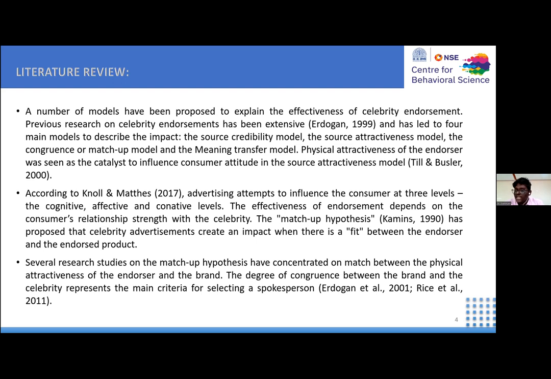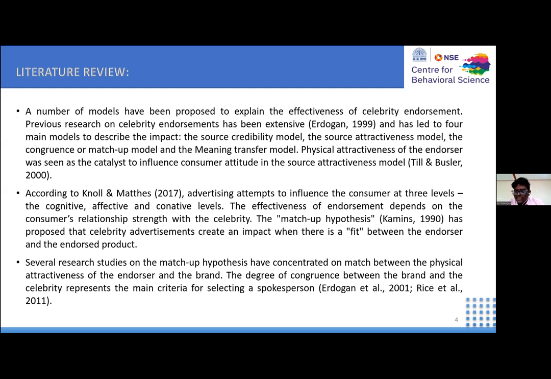Our review of literature has revealed that the usage of sentiment analysis to understand the impact of celebrity endorsers in advertisements has not been examined. Previous studies have focused on under what conditions celebrities are appropriate for a product. The matchup hypothesis proposed by Kamins in 1990 says that celebrity endorsement creates an impact when there is a fit between the endorser and the endorsed product.